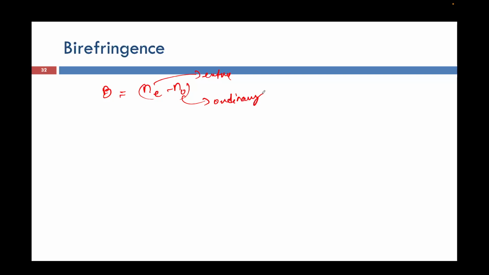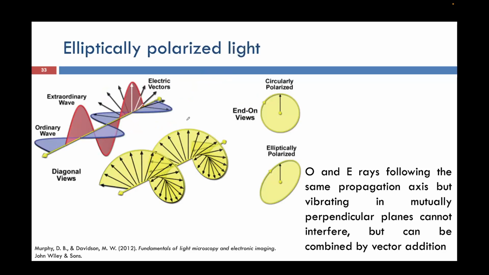The optical path length is given as NT, and there is another terminology which we'll see in the next slide. I think that is retardation.